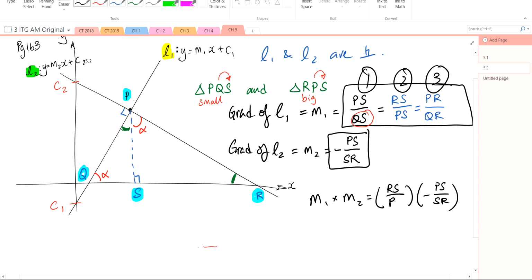RS over PS. What happens now? What does this give us? PS and PS can cancel, right? What about RS and SR? Are they the same thing? SR and RS. Isn't it the same length? So can cancel. What am I left with? What's the answer? Negative 1. Because it is sloping down.